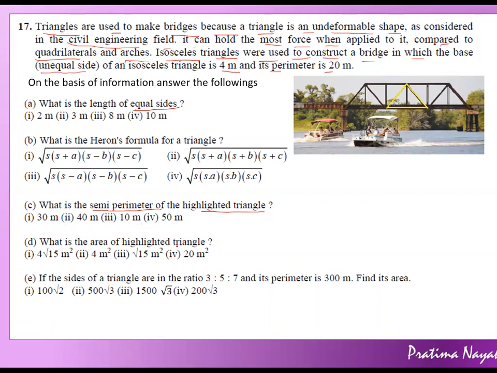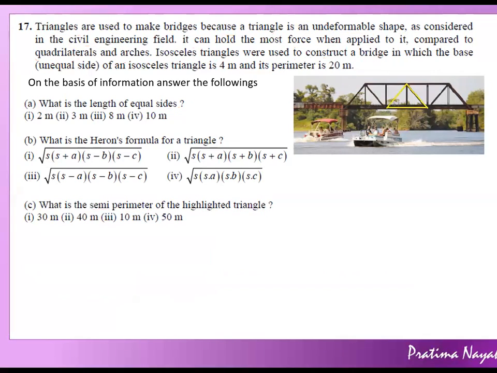30 meter, 40 meter, 10 meter, 50 meter. What is the area of the highlighted triangle? Same triangle, the area you will have to find out, and check the options: 4 under root 15 meter square, under root 15 and 20 meter square. And the last part is: if the sides of the triangle are in ratio 3:5:7 and the perimeter is 300 meter, find the area. This question is not exactly related to the figure, but you have to answer this question if you can't do any part out of the above 4. So let us go one by one now.